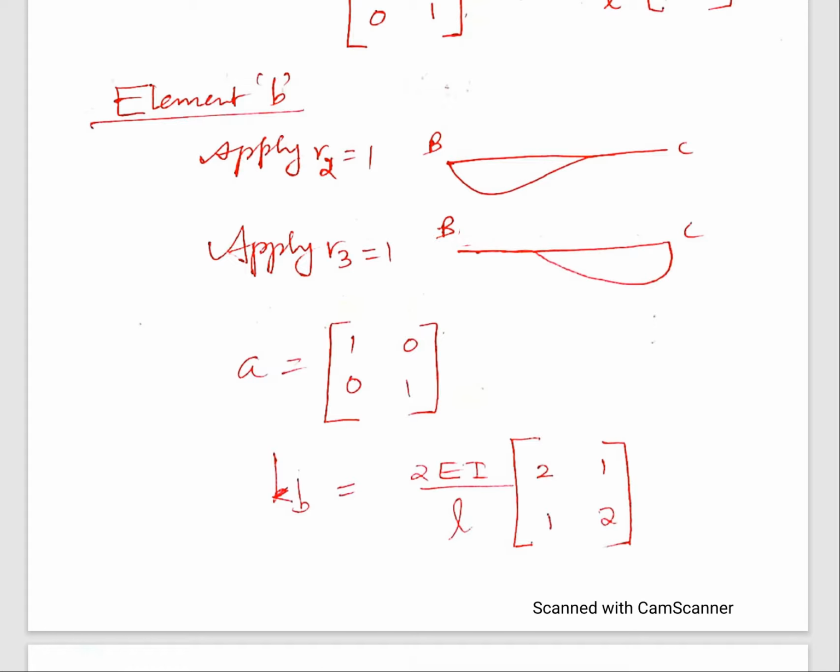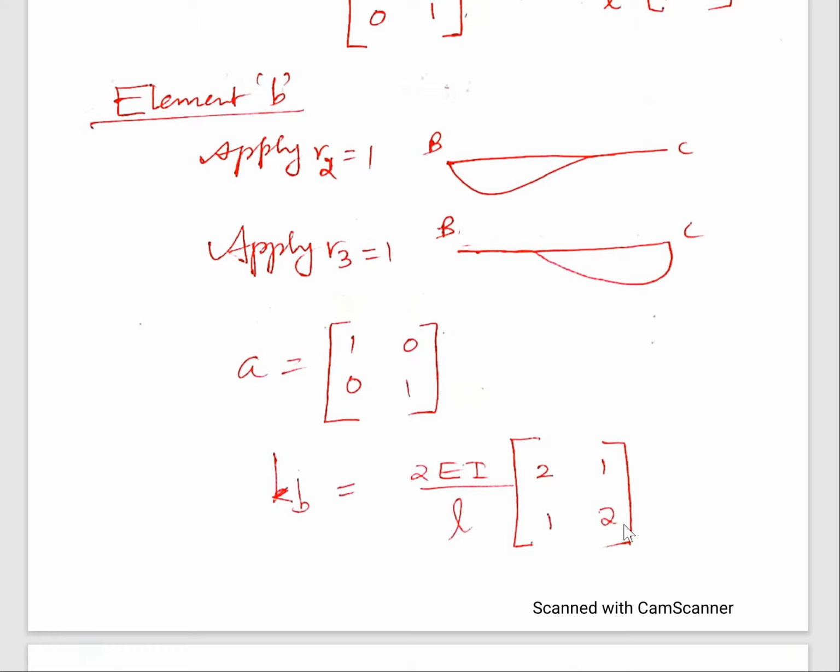So to obtain the first column, apply R2 equal to 1. Then the first coordinate is 1 and the second coordinate is 0. At B it is 1 and at C it is 0. So 1 0 is the first column. Then when you apply R3 equal to 1, the first coordinate is 0 and the second coordinate is 1. And our element stiffness matrix for the element B is again 2EI by L, 2 1 1 2.